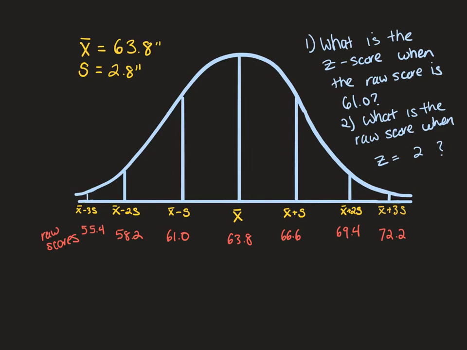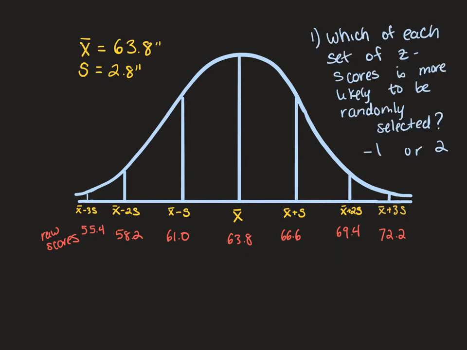If we're 2 standard deviations above the mean, the corresponding raw score is 69.4. So when you have a z-score of 2, in this example, your raw score is 69.4. Let's try a new set of questions. Which of each set of z-scores is more likely to be randomly selected?